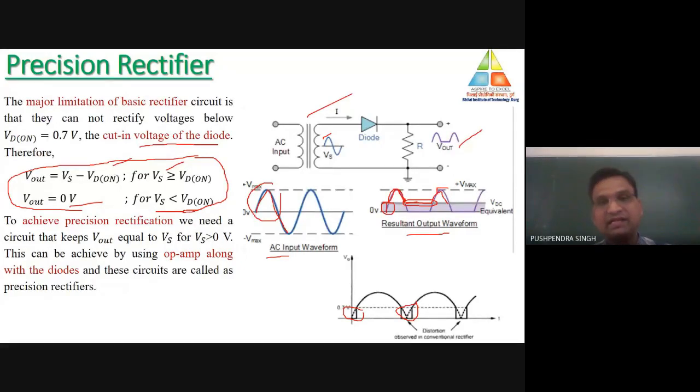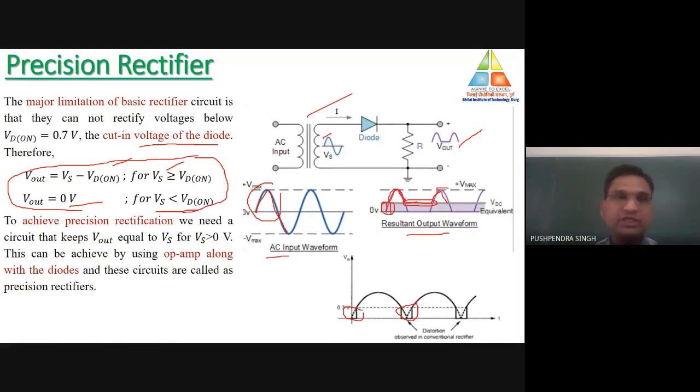So how can the precision rectifier be designed? What was the problem? Between 0 and 0.7 volts, we have some time lag. If that time lag is minimized due to some functionality of the circuit, only then can the circuit be made a precision rectifier. For that, we use the functionality of amplification. How can we provide the amplification? What is the basic circuit for providing the best amplification? That is nothing but the operational amplifier.